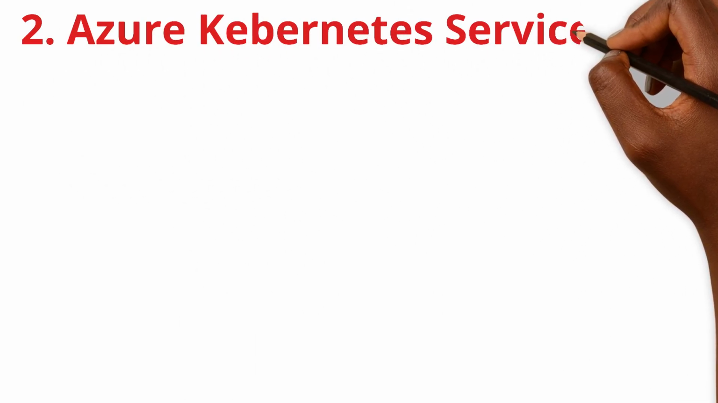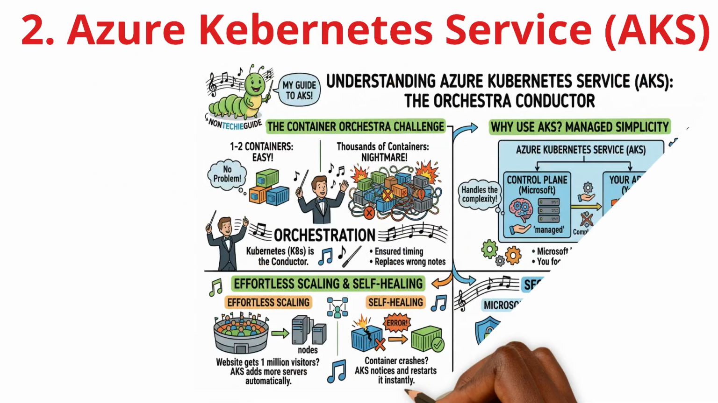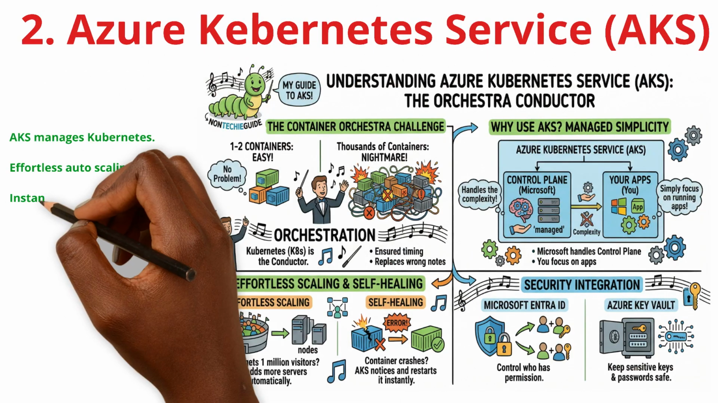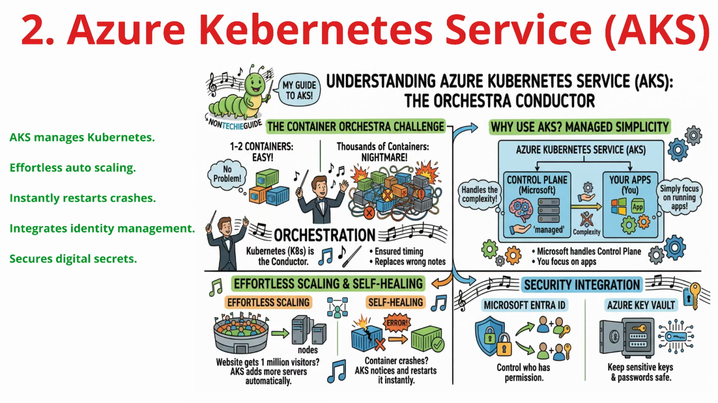Welcome to your guide to Azure Kubernetes Service, or AKS. Running one or two containers is easy, but running 10,000? That's a nightmare. That's why we need an orchestra conductor, and that is Kubernetes. It ensures every musician, or container, is playing at the right time and replaces them if they hit a wrong note. Why AKS? Because Kubernetes is notoriously complex to set up.